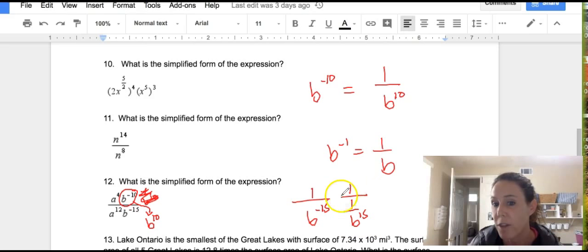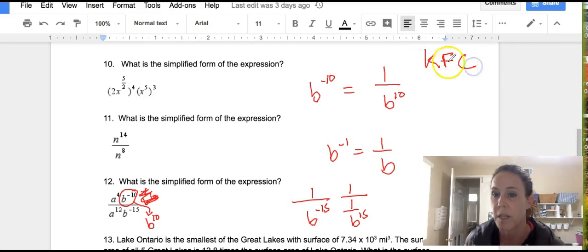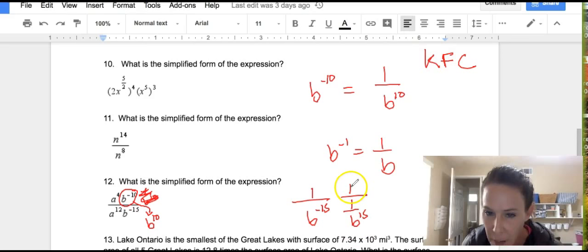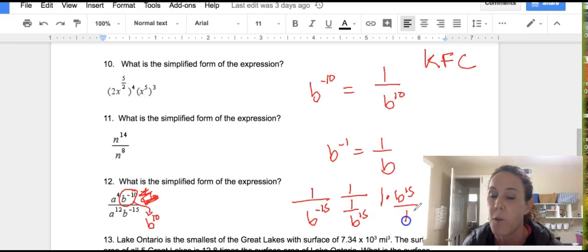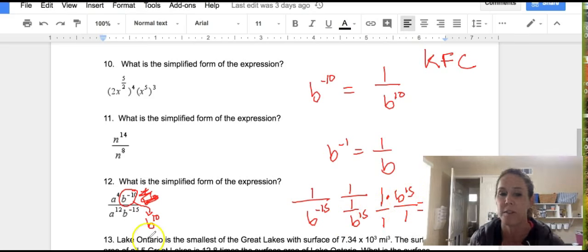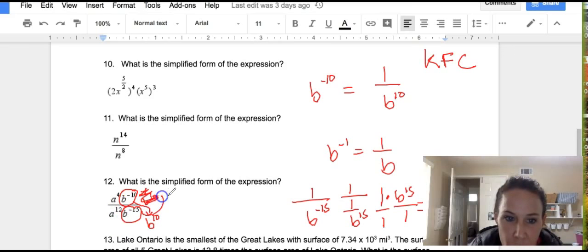Now, when you have a fraction divided by a fraction, you keep, flip, change. KFC. Keep the top, flip the bottom, change the divide to multiply. Okay, so that becomes 1 times b to the 15 over 1, which is just b to the 15. Because 1 over 1 times b to the 15 is just b to the 15. So this on the denominator actually can be brought to the numerator and become b to the 15.